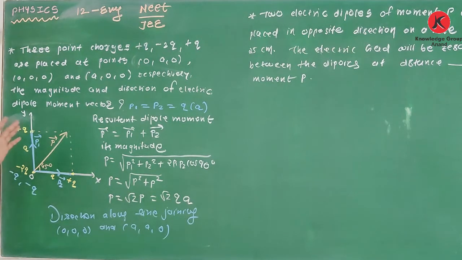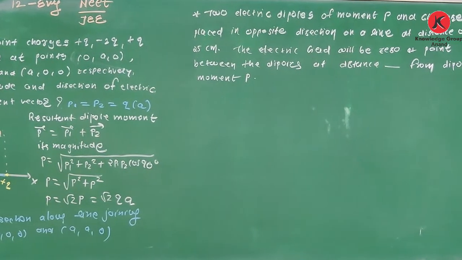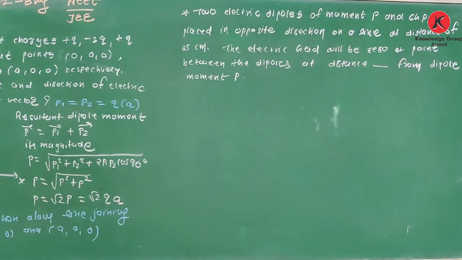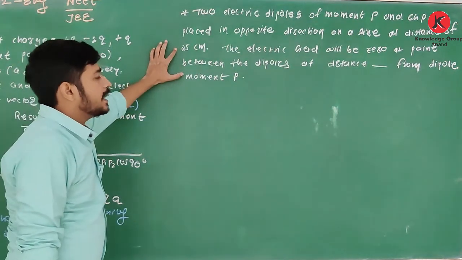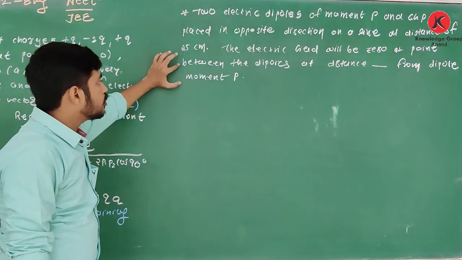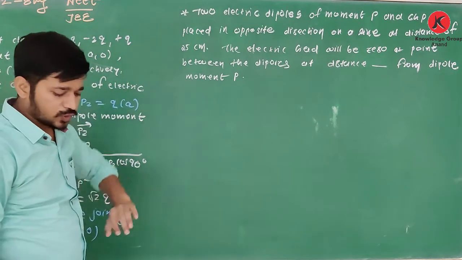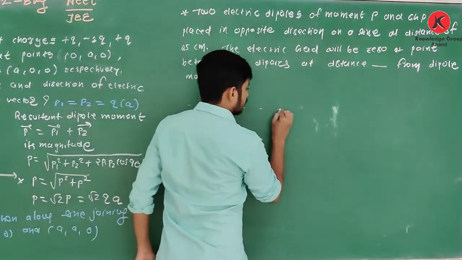Okay. Now we will see another question which is based on electric dipole. See, here it is. Two electric dipoles of moment P and 64P are placed in opposite direction on a line at a distance of 25 cm. The electric field will be 0 at a point between the two dipoles at a distance blank from the dipole of moment P. What is the question? See, first of all, let it be one line.